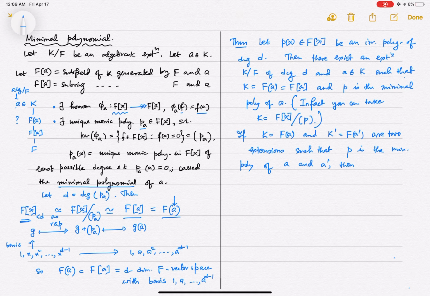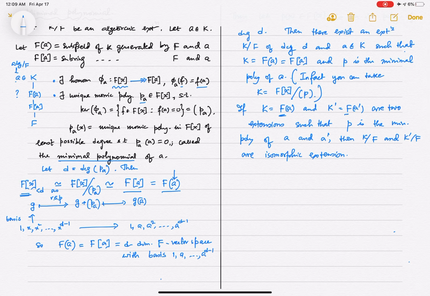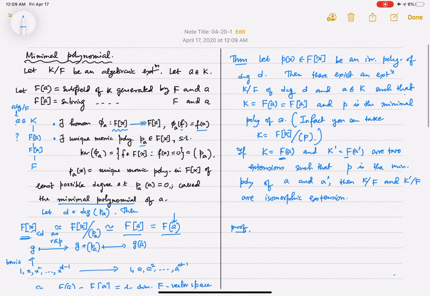then these extensions are isomorphic extensions. What that means is that there is an isomorphism from K to K prime that fixes F pointwise. In fact, you get such an isomorphism by just sending a to a prime. You don't touch F, just send a to a prime. And the proof is written out. We have gone through this proof before, but it's important to understand what this is saying.